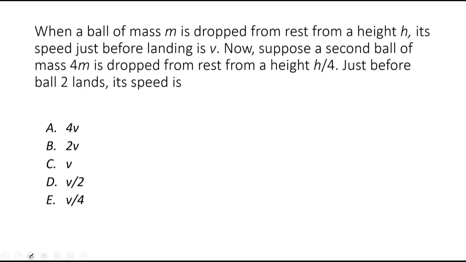Okay, so let's see how I would go about solving this problem. This is one of those problems where you're going to want to set up a few cases. So let's start with case 1. Okay, so in case 1, we're told that the ball has mass m and it's dropped from rest from height h and it lands with speed v. Okay, so we want to set up initial and final states for both of the two cases, and then we'll set the energy in the initial and final states equal to each other.